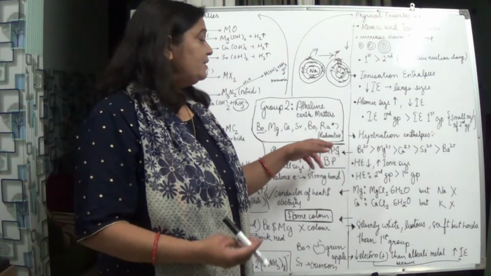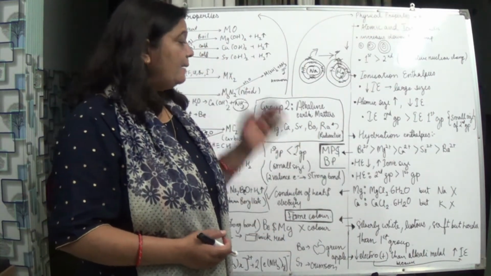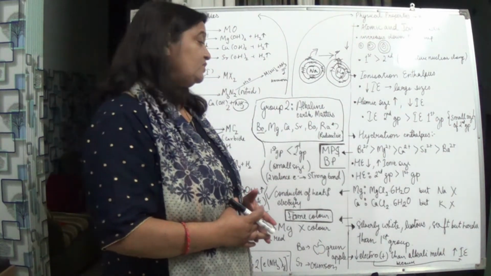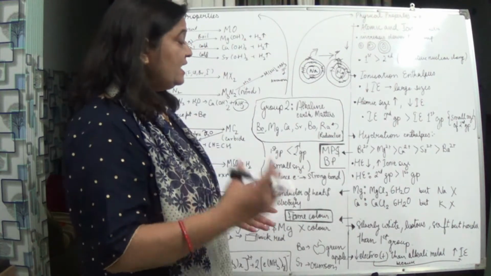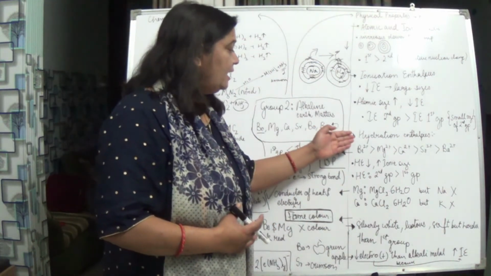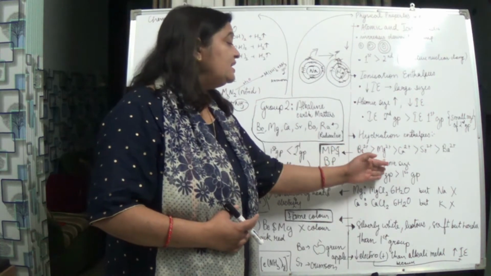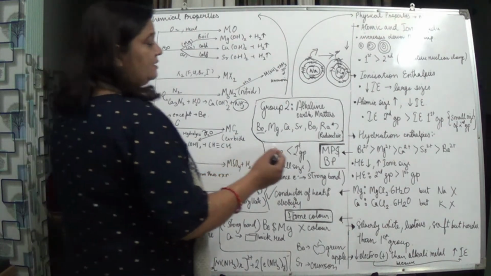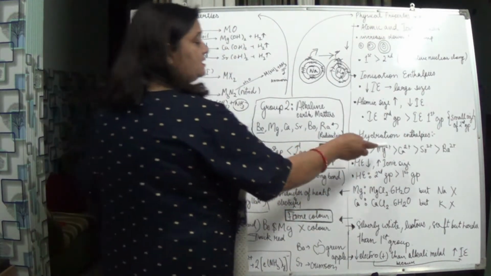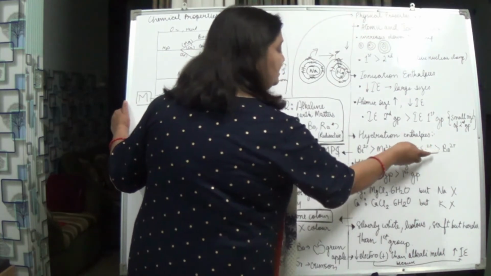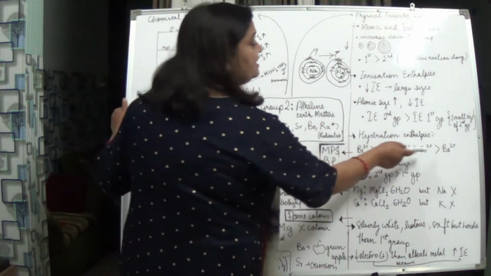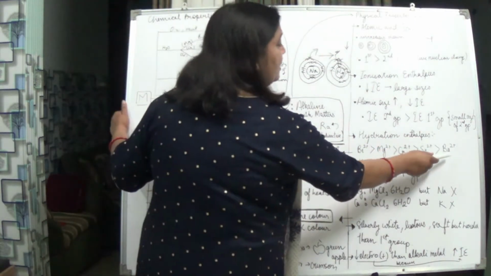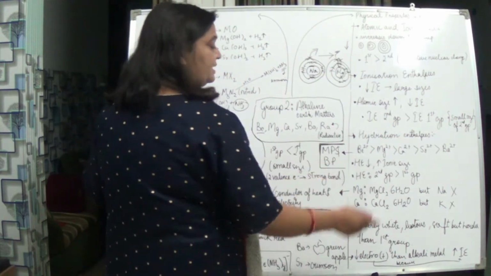Okay. Now coming to the hydration enthalpies. What happens in this? Actually, it is combining with water, and hydration is taking place with the salts of these elements. So we are seeing that hydration enthalpy decreases with the increase in ionic size. Here the ionic size goes on increasing, but the hydration enthalpy goes on decreasing, isn't it? Here we are seeing the least hydration enthalpy for barium 2+ ions compared to beryllium 2+ ions.